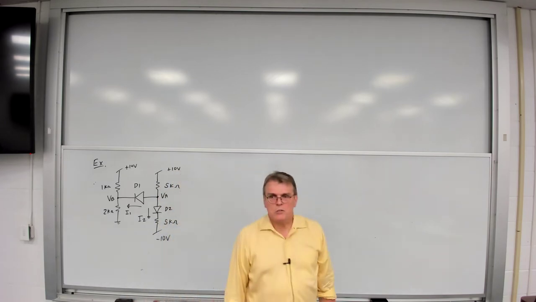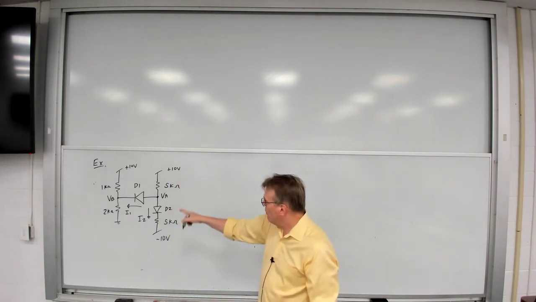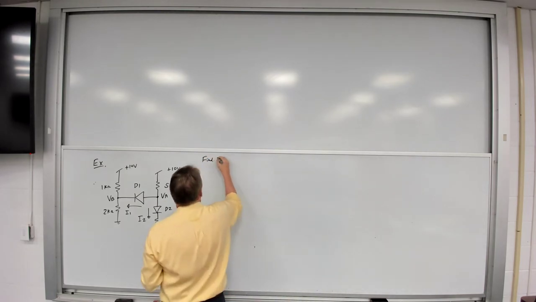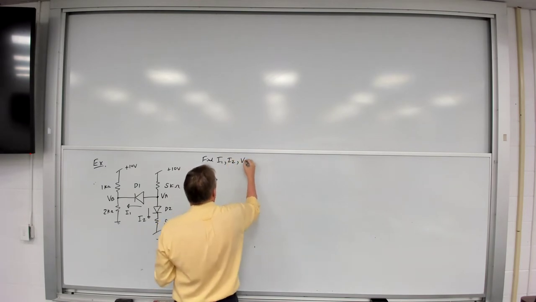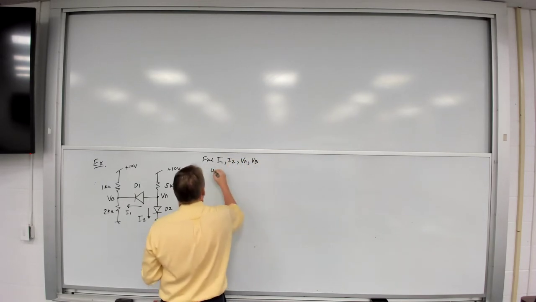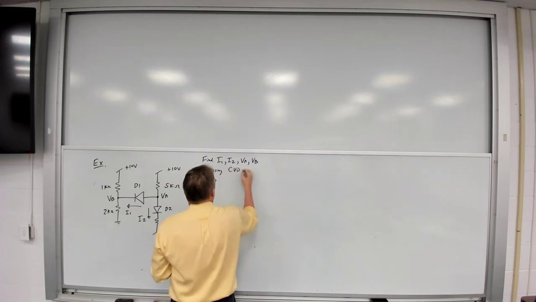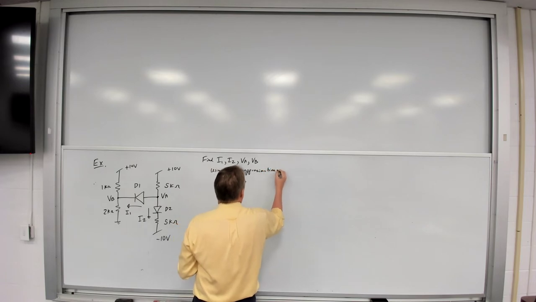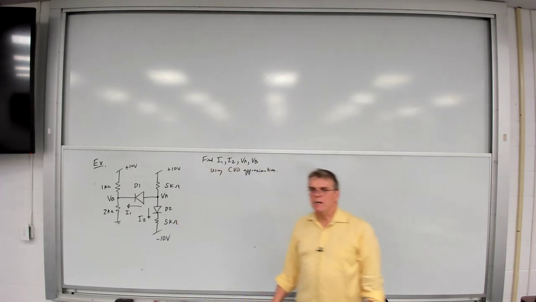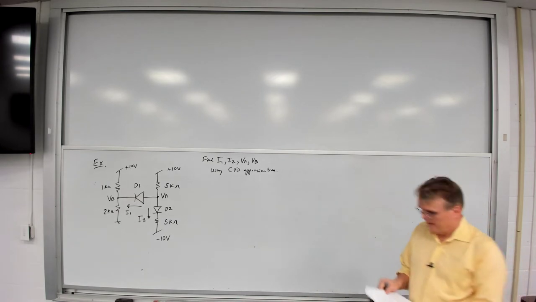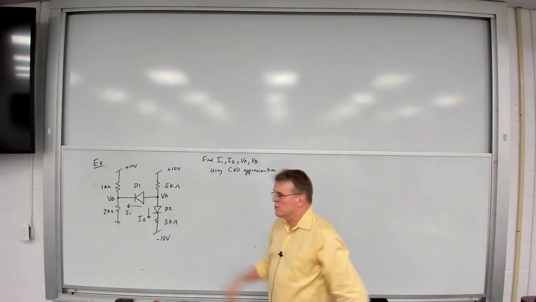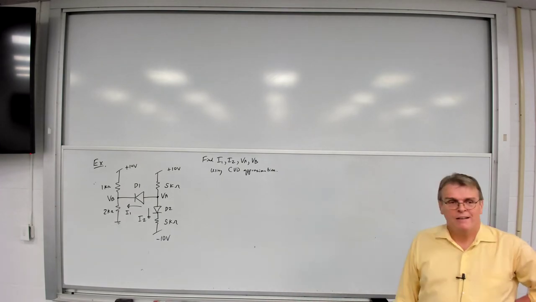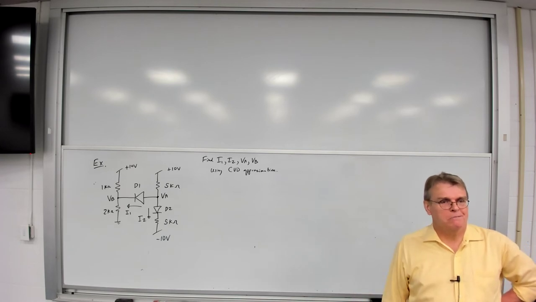Okay, I want to solve this circuit and I want to find I1, I2, VA, and VB. I'm going to do this using the CVD approximation for my diodes. I've got two diodes, and the diodes can be on or off. Now the question is, how do I figure out the state of those diodes? What do I do?